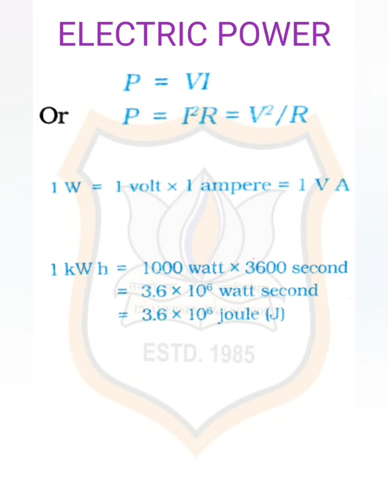Since electrical energy is the product of power and time, the unit of electrical energy is therefore watt hour, WH. 1 watt hour is the energy consumed when 1 watt of power is used for 1 hour. And the commercial unit of electrical energy is kilowatt hour, commonly known as unit. So we can write 1 kilowatt hour is equal to 1000 watt into 3600 seconds.